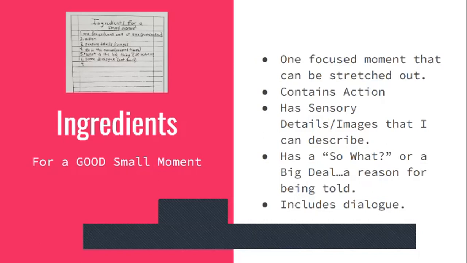You need to be able to remember it well enough to tell us the details and create pictures for us, images that we can describe. Okay, remember yesterday in the stories that you read, you noticed that the author described things well. You need to be able to do that with whatever small moment you choose. That means you need to remember what things smelled like or what things sounded like or looked like.